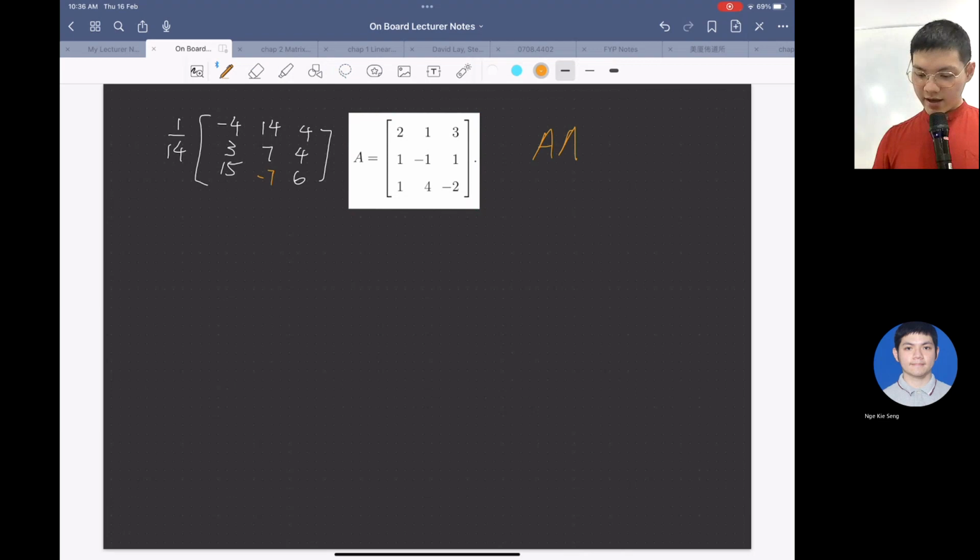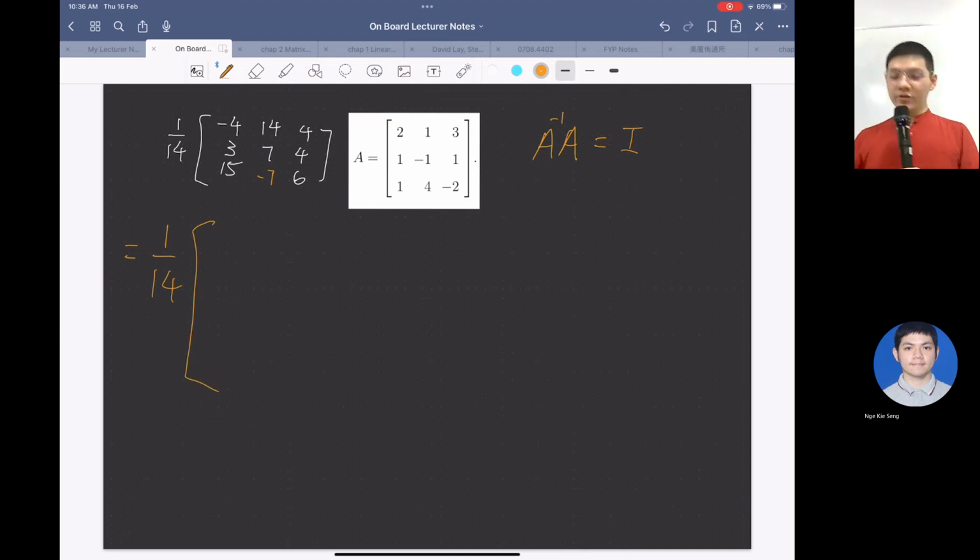Okay, let's test A inverse A is identity or not. Okay. You want to get identity, this thing is divided by 14. So you should hope for 14 here, right? So is this 14? Minus 4 times 2 plus 14 plus 4. Why is it not 14?